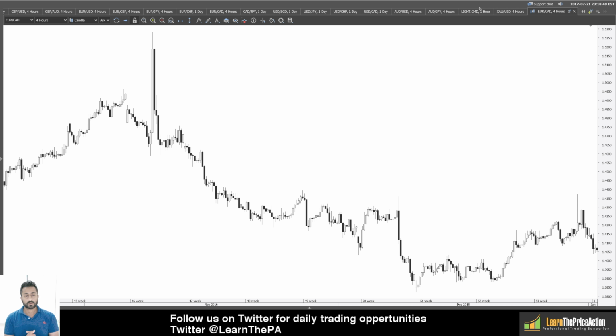Okay, so this is very important, guys, because there are two types of support and resistance in the market. One is static support and resistance, and one is dynamic support and resistance. But today, what I want to cover with you guys is simply static support and resistance.